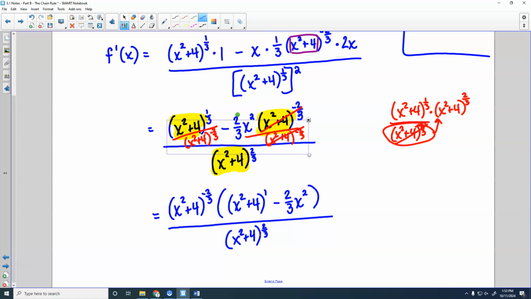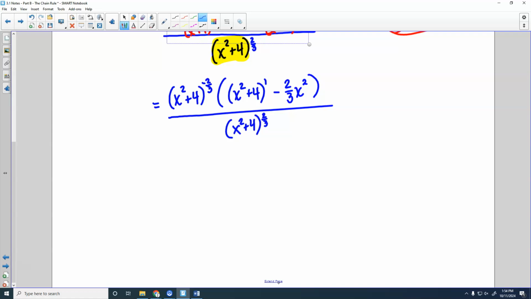Questions here? This right here has a negative exponent. It is multiplied by this other stuff. I can send it down to the bottom. I also, over here, could combine this x squared with this negative 2/3 x squared.